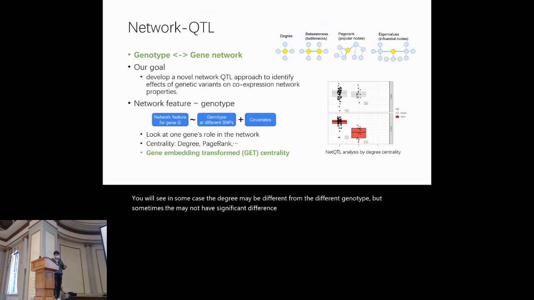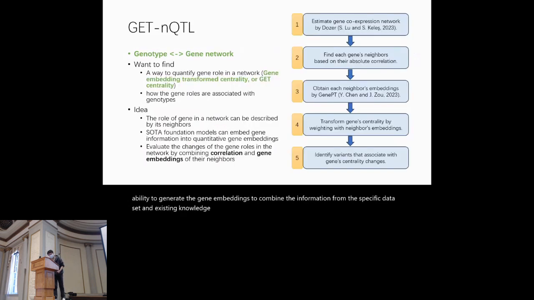After looking at that, we wondered, since all the information we have here is from the data set we estimate the co-expression network from, whether we can bring in more information from existing knowledge. So we looked at foundation models with the ability to generate gene embeddings, to combine information from the specific data set and existing knowledge together for the analysis. That leads to the idea of GET-nQTL.